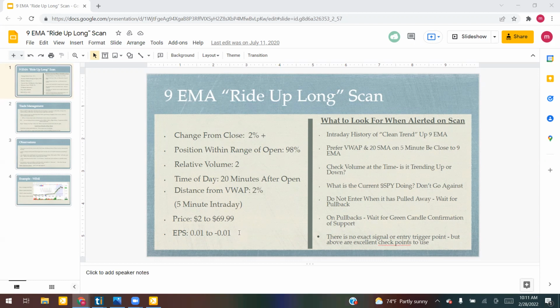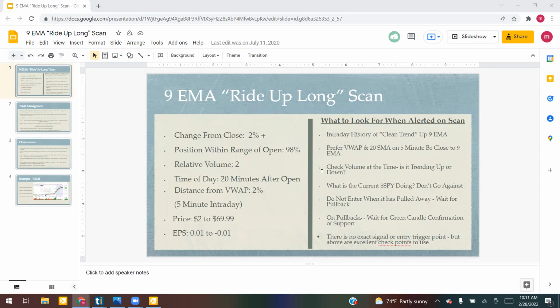Sometimes we find it will not honor the 9 EMA, but will honor the 20 SMA, which is on our screen. So we quickly ride this up to the 20 SMA if it's showing a history today of honoring that moving average. We prefer VWAP and the 20 SMA on a 5-minute chart to be close to the 9 EMA. Okay, so we prefer them to be somewhat bunched up if it's going to be a trend trade.